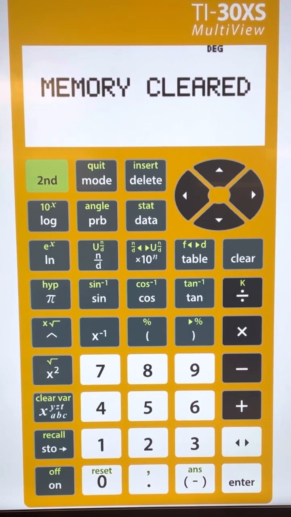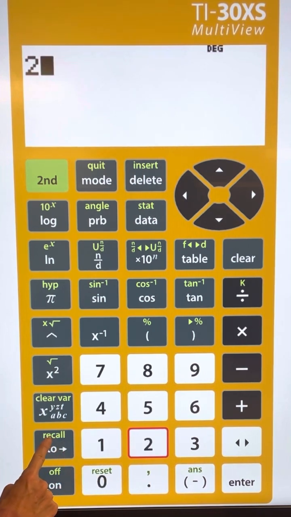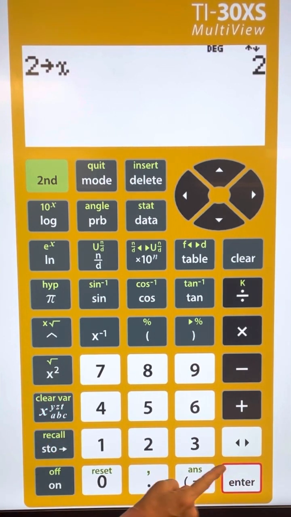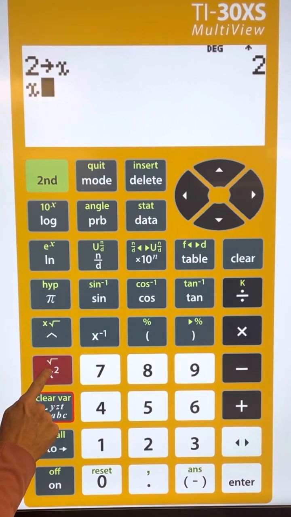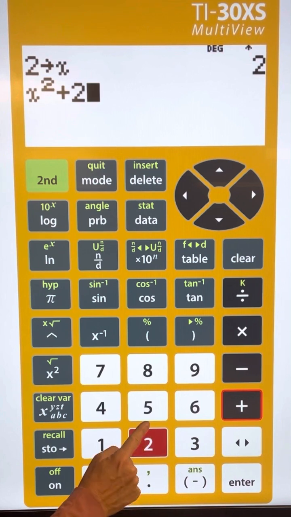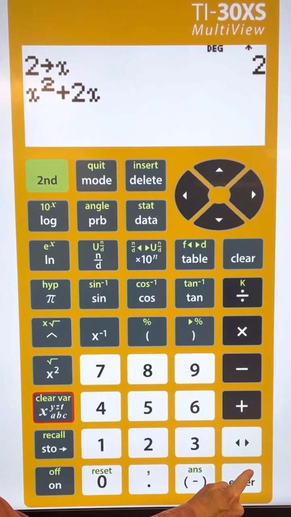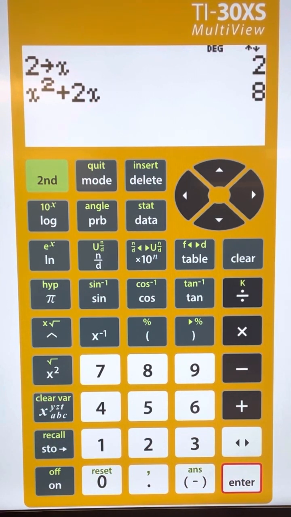A says that X has a value of 2. So we're going to type in 2 store X, enter. And then we're only going to type in the equation that is in the denominator of this problem. We're going to say X squared plus 2X and press enter. And it solves it for us as an 8. We're looking for the one that is a 0, because if it was a 0, it would be undefined. So we know that A is not the correct answer choice.